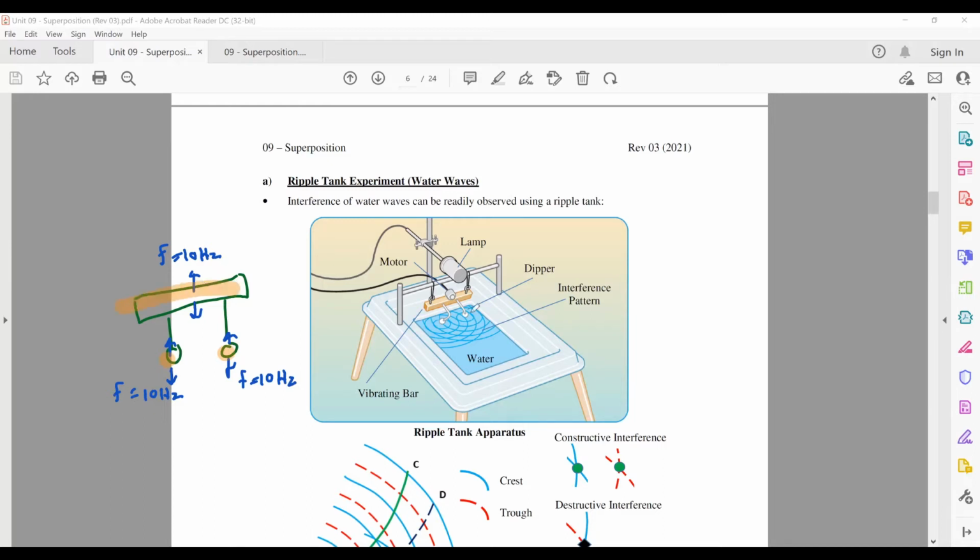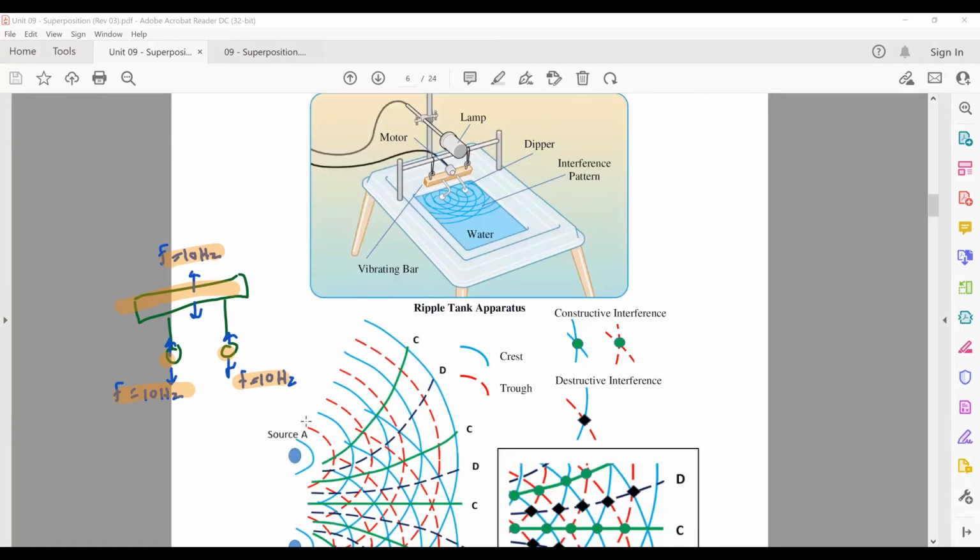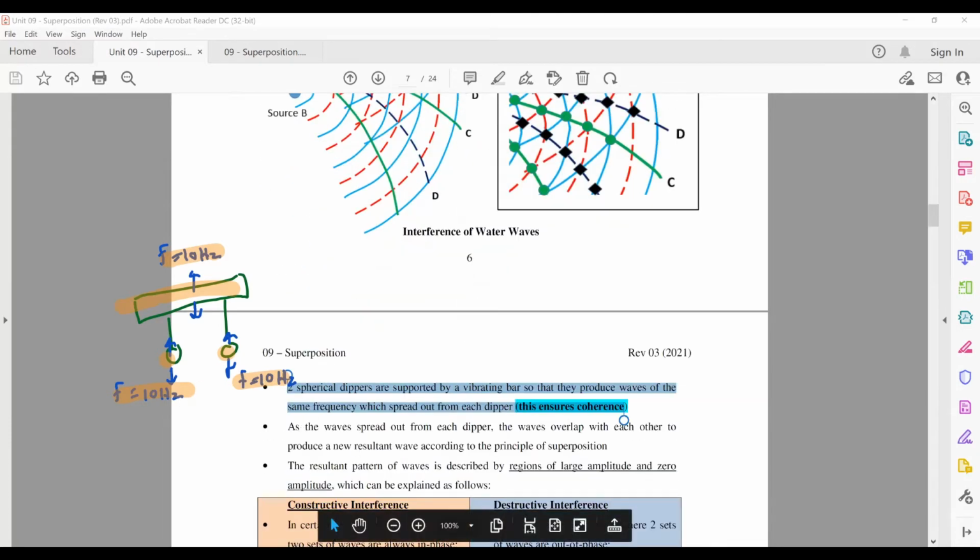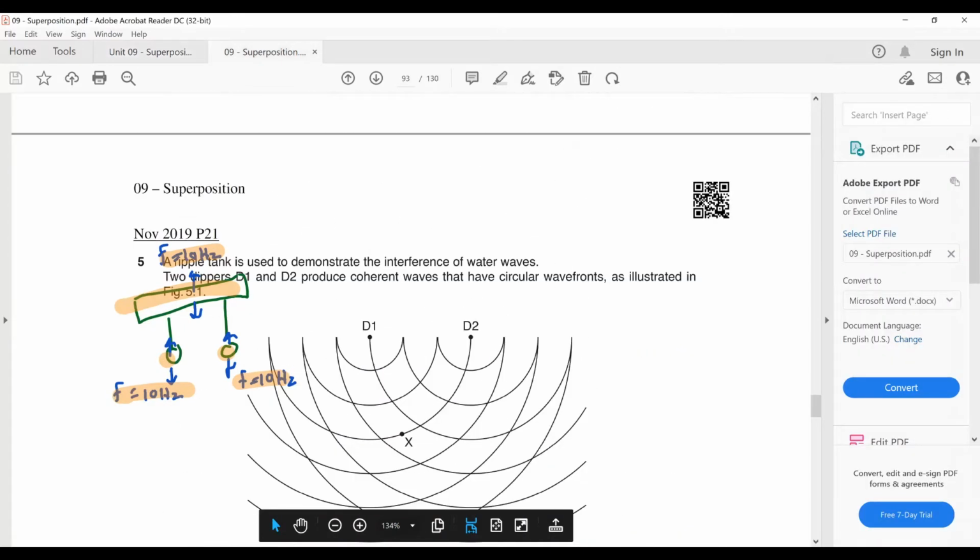This is one of the reasons why we connect the two dippers to the same vibrating bar. Whatever frequency the vibrating bar is oscillating at, the dippers would also have that same frequency, exactly the same. This way, you would have coherence. Let me just open up the answer for you.